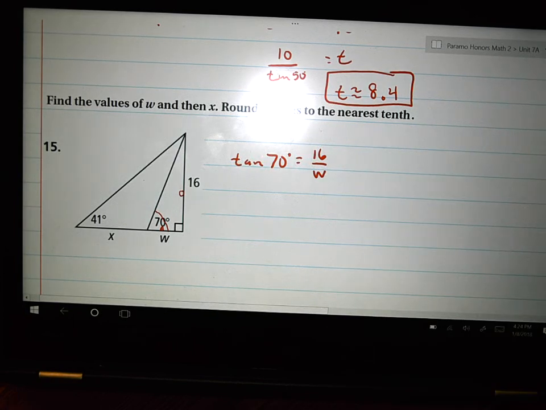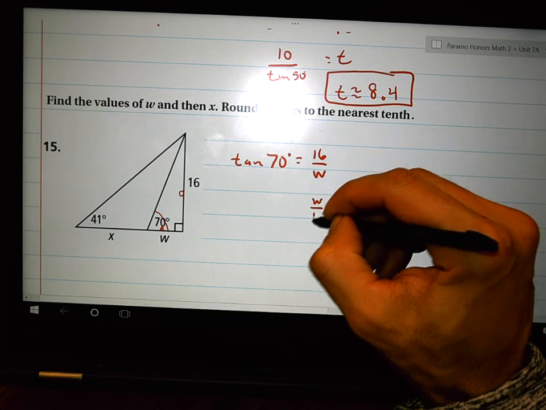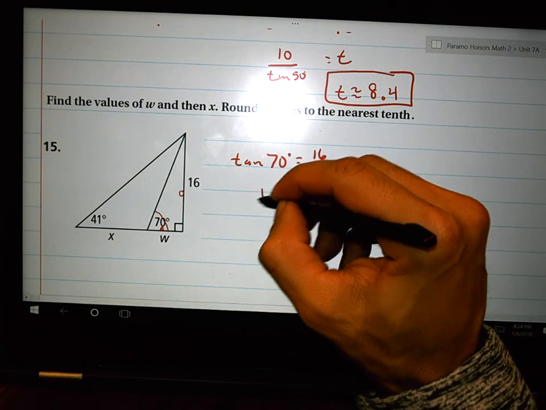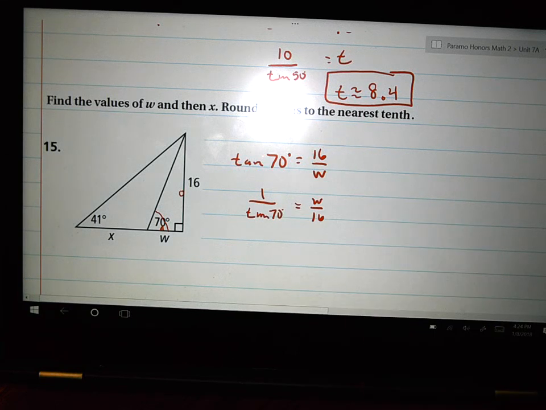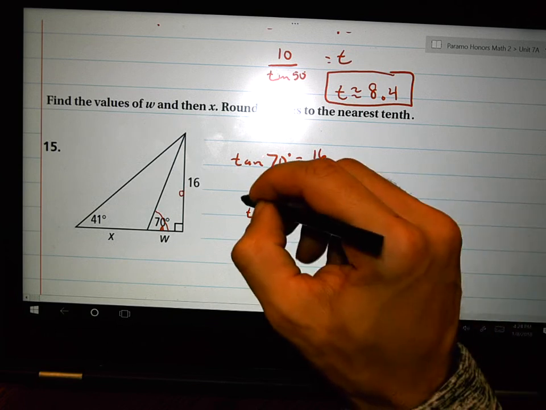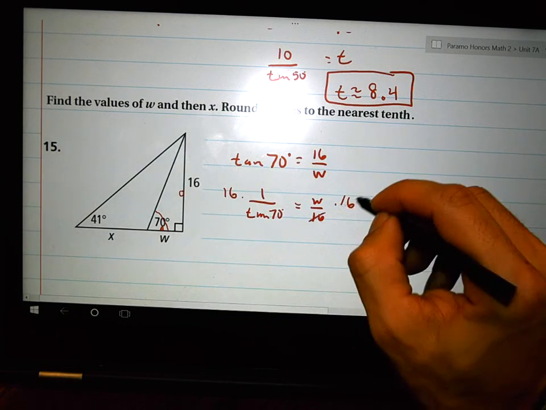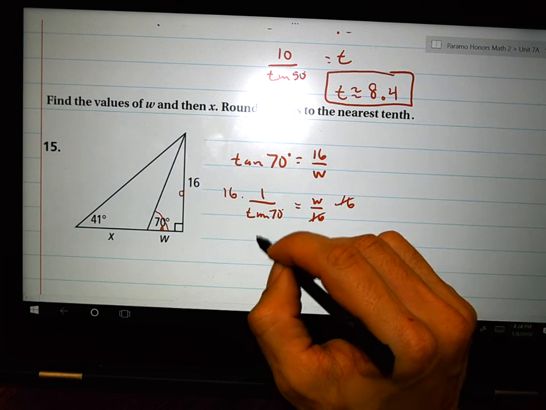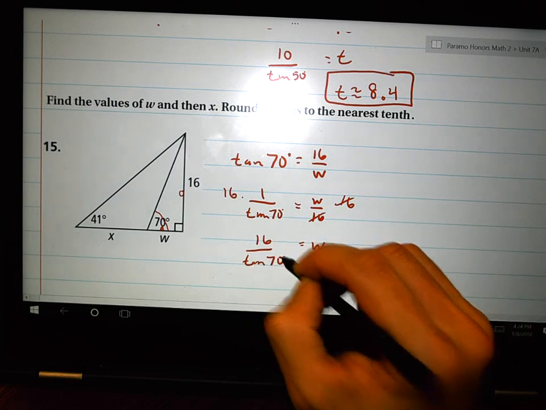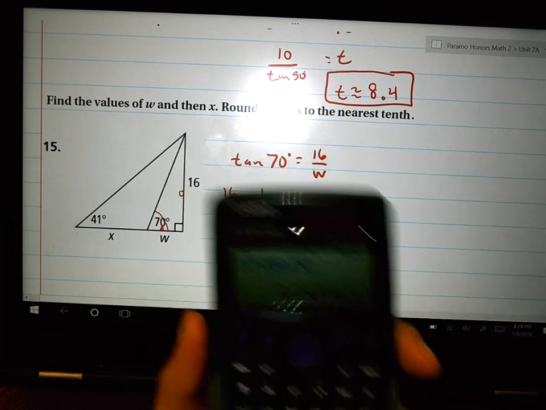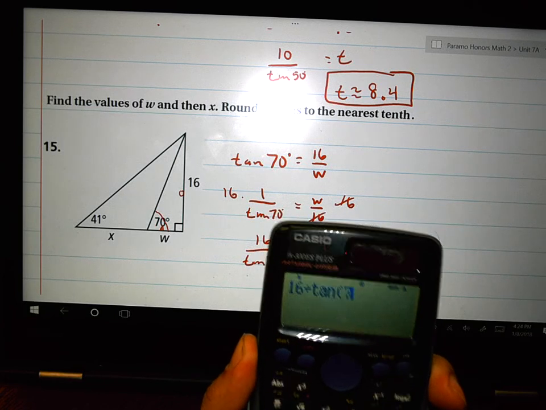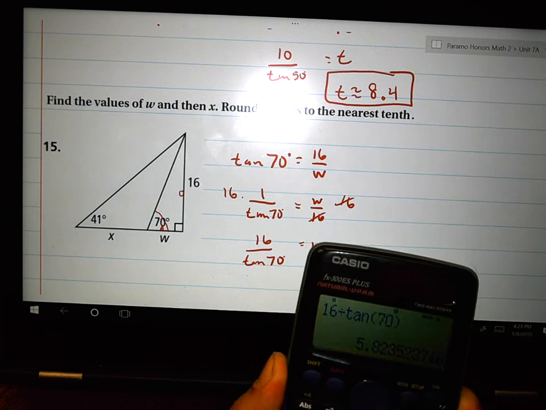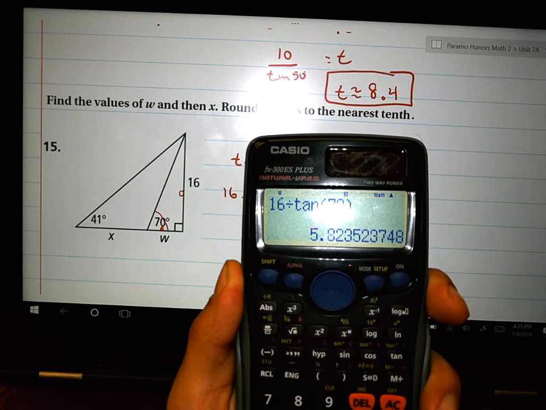Is your variable in the numerator? If not, use its reciprocal, which should be equal to the reciprocal of this side as well. Times by 16. Times by 16. The 16 multiplies the numerators. W equals 16 divided by tangent of 70. When you're at this point, use your calculator. 16 divided by tangent of 70, to the nearest tenth. I'm getting about 5.8.